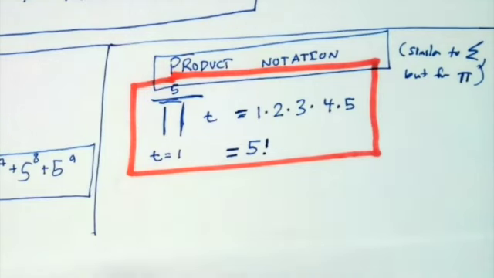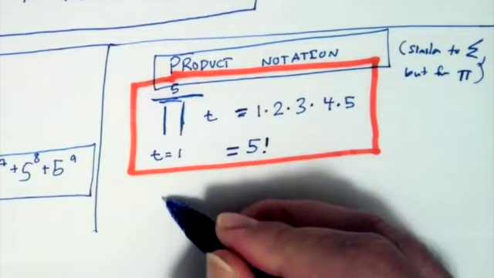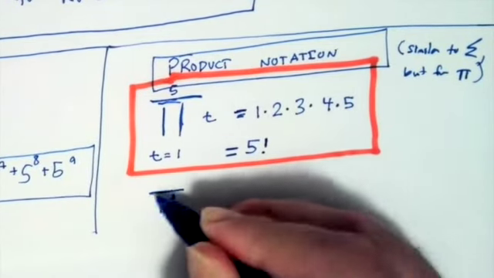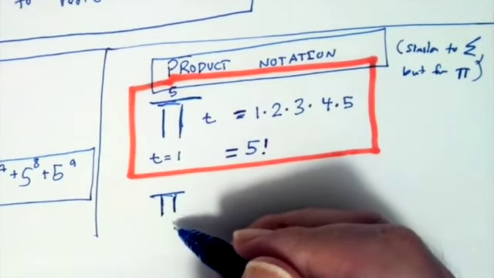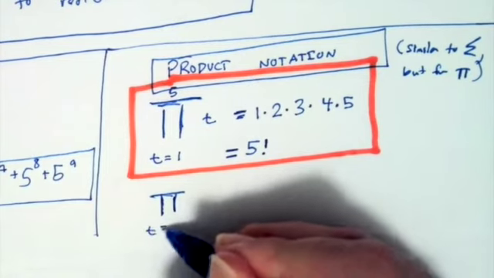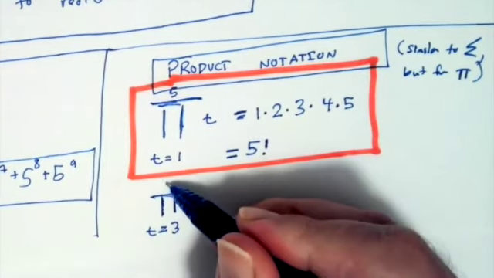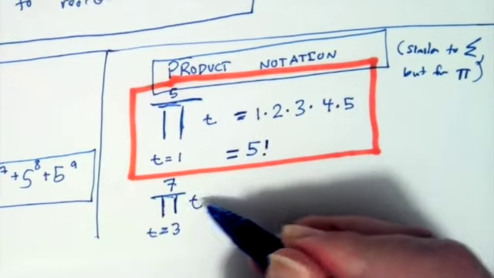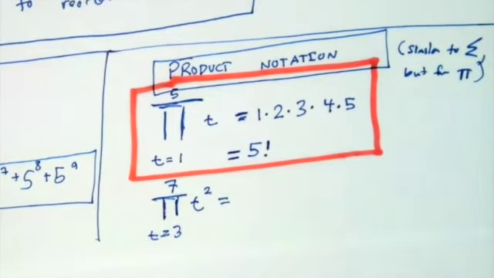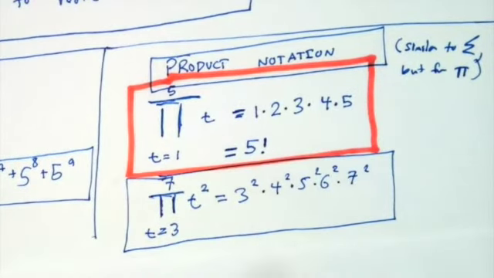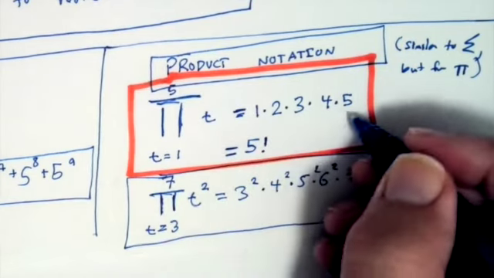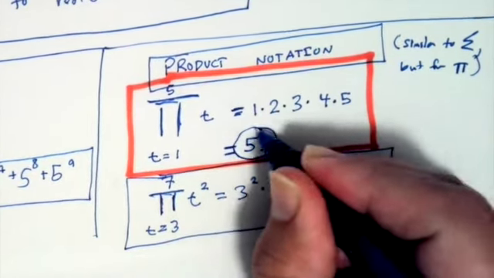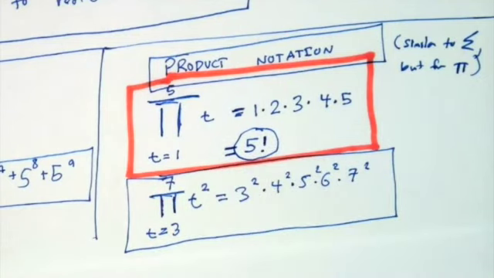I don't have to do it with just the single t, just like the summation. I could put a power on t, and I don't have to start it at 1. I could do, for instance, the product from t equals 3 to 7 of t squared. So this is a tool that just lets you multiply through. And in the special case where you start at 1 and go up to something, it is the same as a factorial.